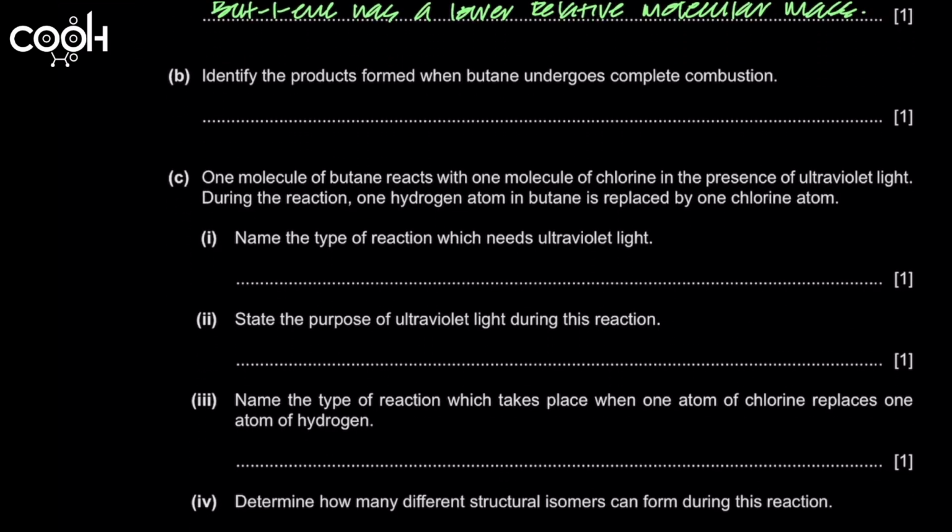Okay, identify the products formed when alkane, butane, undergoes combustion. So what are the products? Complete combustion, which means the products are going to be carbon dioxide and water and large amounts of energy.